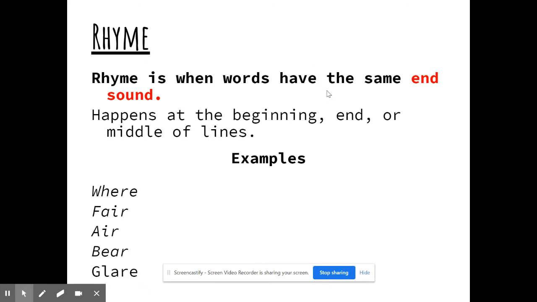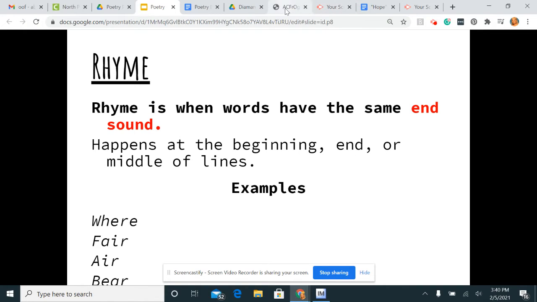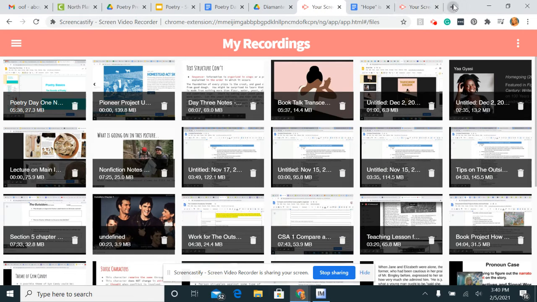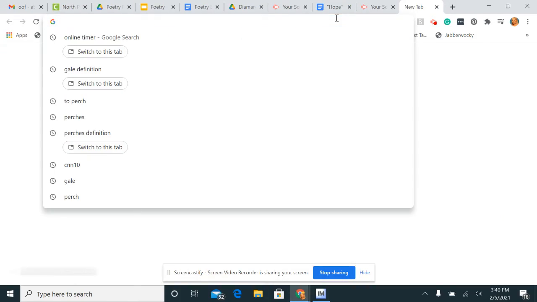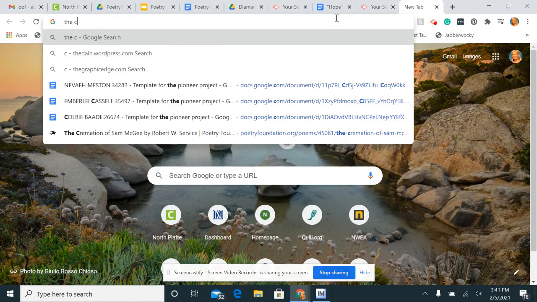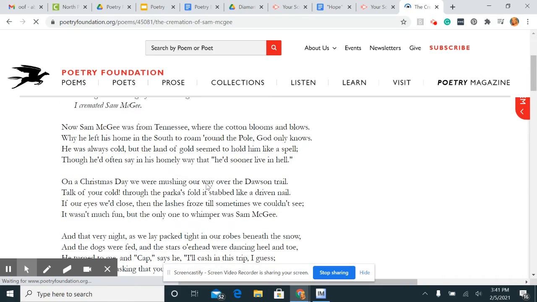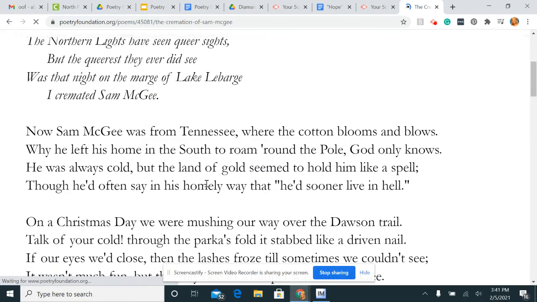Another thing that we look for in a poem is the rhymes. Rhymes, of course, have the same end sound, but sometimes rhymes don't always occur at the end of a sentence. You might have something totally separate. So for example, I thought I had this pulled up. This poem, it's called The Cremation of Sam McGee. And this one, it's kind of a dark humor poem, but it's very long. We're not going to look at all of it, but I just wanted to point out this one here.